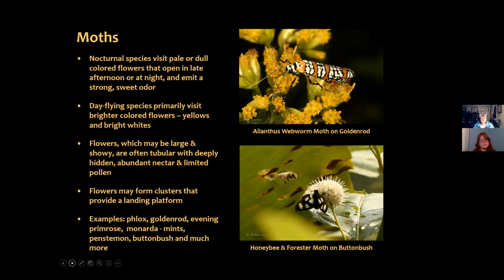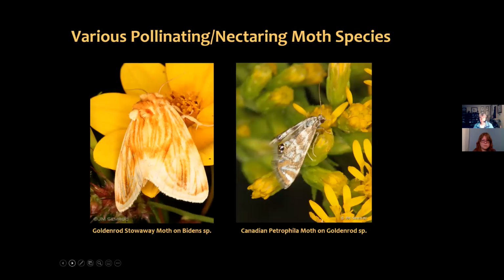So some of the examples that are good for them: phlox, goldenrod, evening primrose, again, back to the monardas or the mints, penstemon, buttonbush, and more. Here's our little forester moth with the honeybee coming in on that buttonbush. As a shrub, that's probably one of the best that you could plant to bring in a variety of pollinators. And it doesn't necessarily need to be in a wet location, although you may see them out in nature in wetlands or areas that have constant water.